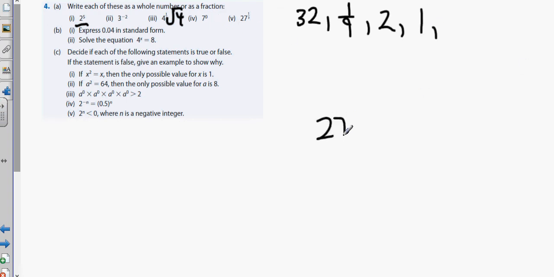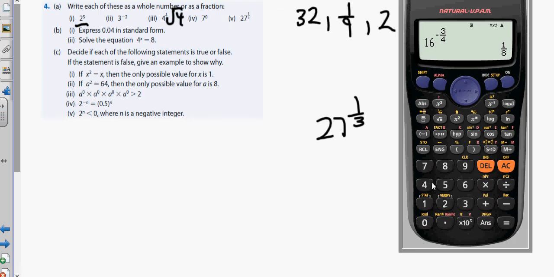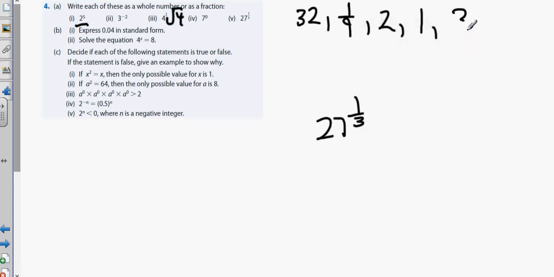27 to the power of a third. What this means is, what number when multiplied by itself 3 times gives you 27? The answer is 3, but just for argument's sake, let's say you just want to use the calculator on it. There you go, the answer is 3. So there we go.